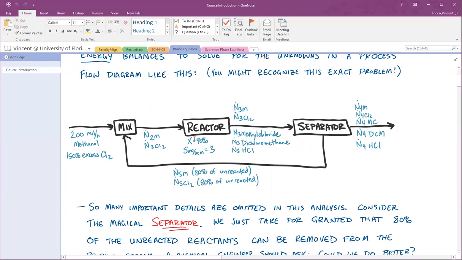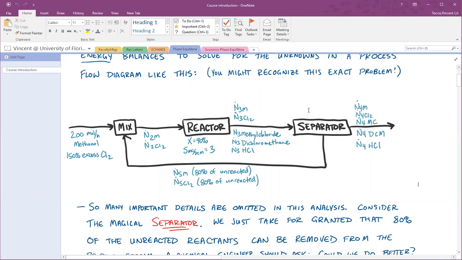That reactor has some specifications of a conversion of 90% and a selectivity of our desired to undesired product of 3. And then the problem statement specified that the separator would remove 80% of the unreacted reactants and recycle them to the fresh feed where it mixes before it goes into the reactor, such that we can improve our overall conversion from 90% to something greater. And then of course we have our outlet stream, which contains the unreacted reactant that did not get separated out, in addition to all of our products, desired and undesired, where it will presumably go for further processing to remove or purify our desired product.